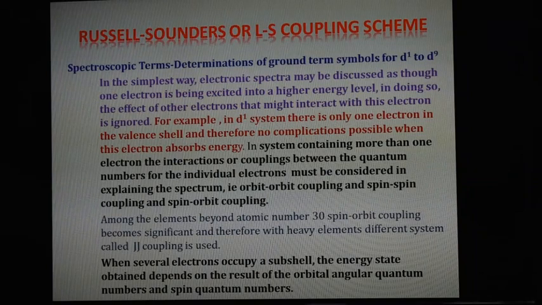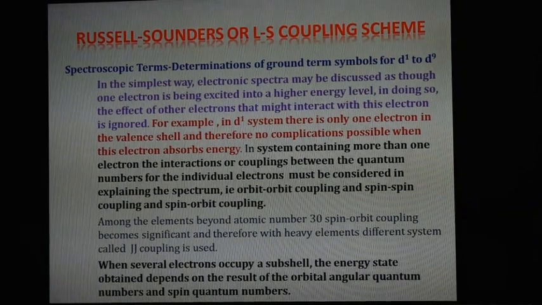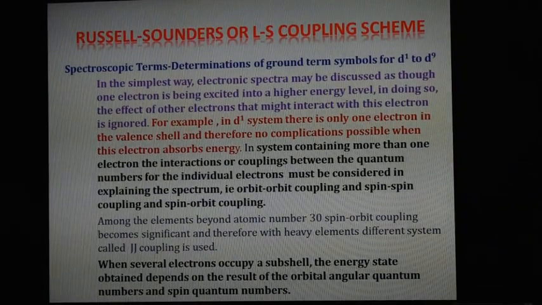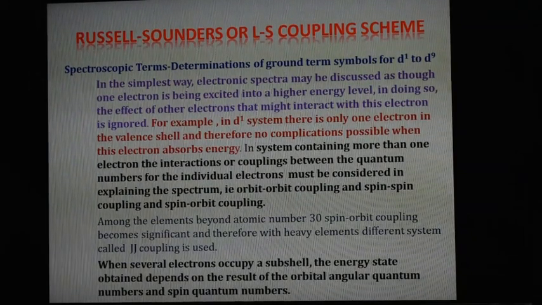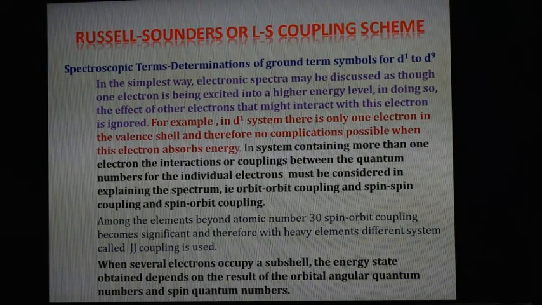For example, in the case of a d1 system, d1 means there is only one electron in the valence shell, and therefore there is no complication during the absorption of energy. But when the system contains more than one electron, the interaction between a particular electron and the other electrons must be considered, and this can be explained with the help of orbit-orbit coupling, spin-spin coupling, and also spin-orbit coupling.